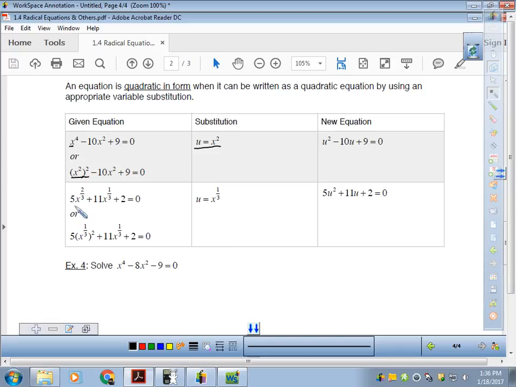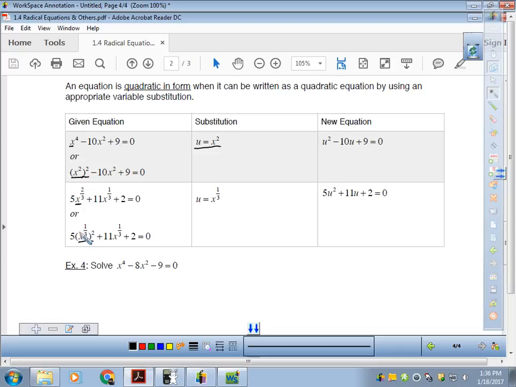Here's a similar example. You have 5x to the 2/3 power plus 11x to the 1/3 power plus 2 equals 0. This term right here, x to the 2/3, could actually be written like this: x to the 1/3 getting squared. Because again, when you have a power raised to a power, you multiply the powers. And so 1/3 times 2 would make the 2/3 that you started with.